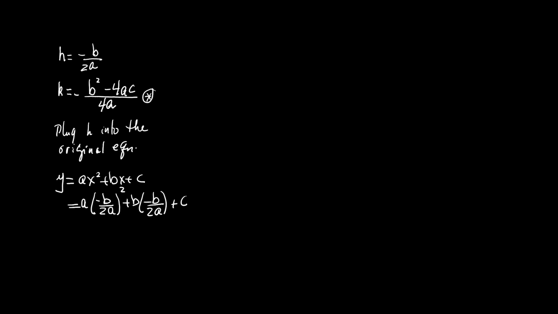So again, plug h into the original equation, plug it in for x. So here, I square this, I get b squared over 4a squared. Plus b times a negative b, I'm going to get an overall negative b squared over 2a plus c. This a cancels one of these. I get b squared over 4a minus b squared over 2a plus c.